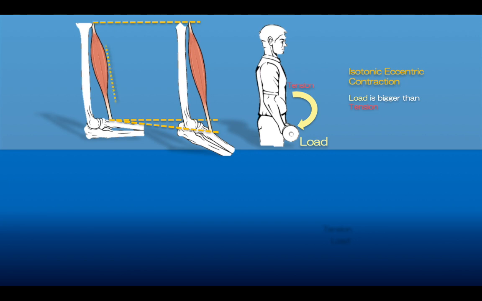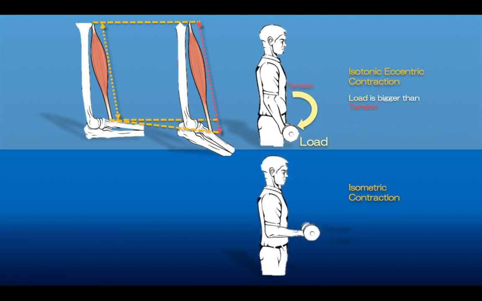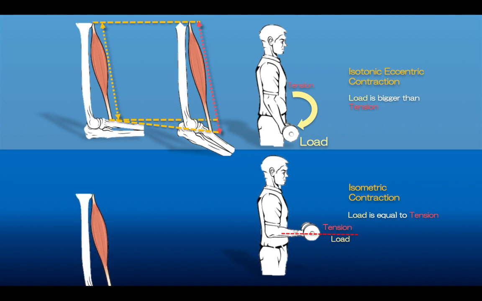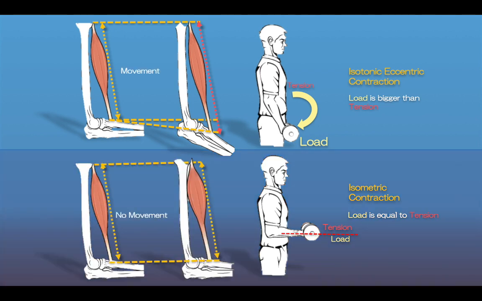In isometric contraction, the load is equal to the tension. Such contractions occur when the muscles support a load in a constant position and we have no movement at the point of insertion of the muscles.